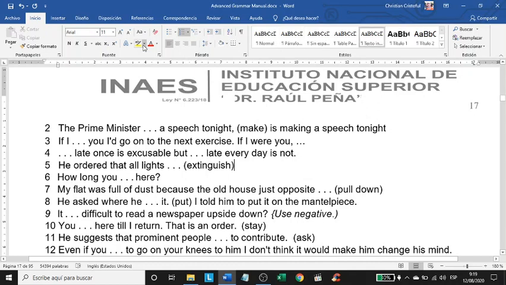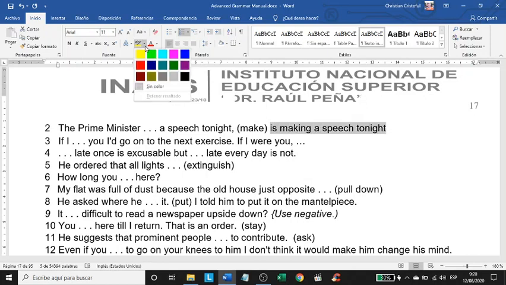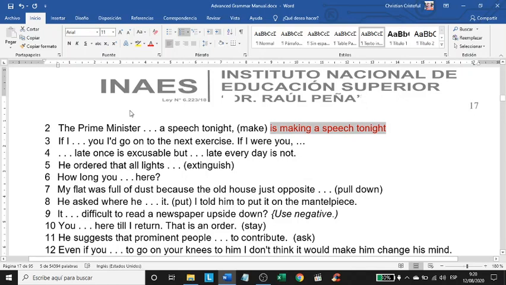The Prime Minister make a speech tonight. The Prime Minister is making a speech tonight. Why is making? Because this is a future reference. Whenever we have a future reference, we're going to use the present continuous form for an event. The Prime Minister is making a speech tonight.